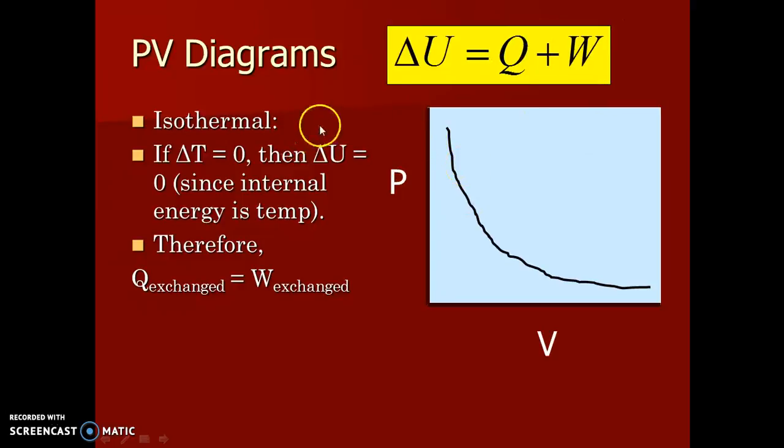So this looks like a curve here. This is what an isothermal graph looks like. And just keep in mind that along an isothermal graph, every point on this line, the temperature of the gas is staying constant. So we've looked at a situation where we have the same pressure.